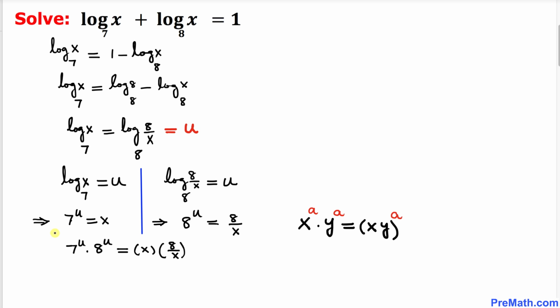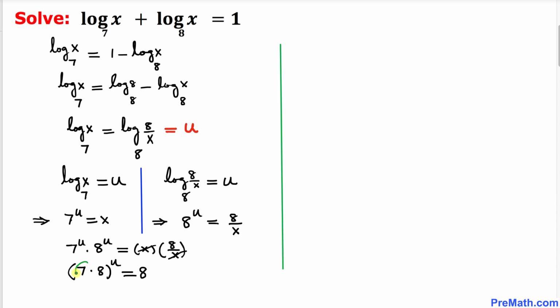Now let's focus on the left hand side. We are going to use this well-known fact: 7 power u times 8 power u can be written as 7 times 8, whole power u. On the right hand side, x and x cancel each other out, so we end up with simply 8. Inside the parentheses, 7 times 8 is 56. So this equation can be written as 56 power u equals 8.